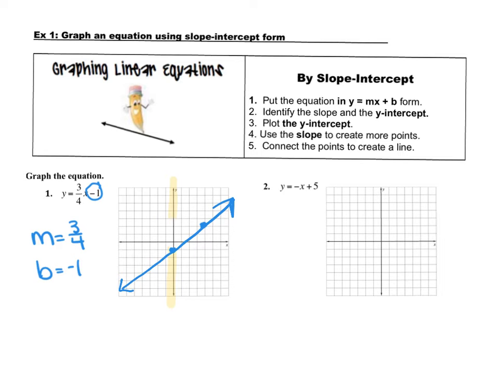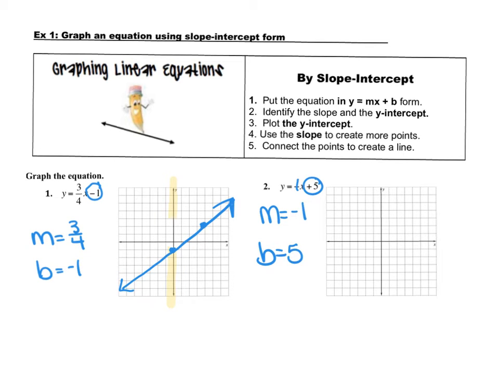Let's take a look at the next one. So I have y is equal to -x plus 5. So again, we identify the slope, and we identify the y-intercept. This one is in slope-intercept form. The y is all by itself. My slope, because I don't have a number in front of the variable, is -1. And our y-intercept is the 5.